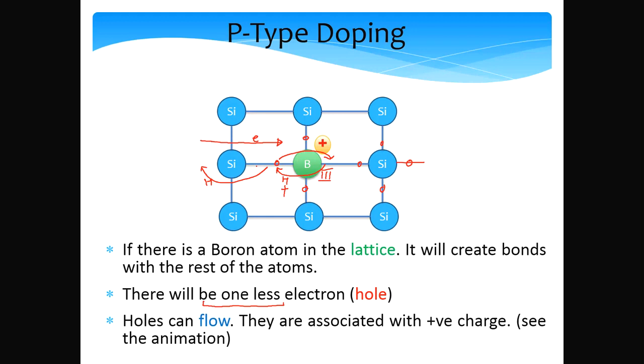the hole itself can flow. For example, if I apply a strong negative charge, that will essentially repel electrons away from it. So the hole can then flow towards the negative terminal, which essentially means electrons are flowing in the other direction and the hole is flowing towards the negative terminal. So we can think that the hole is conceptually associated with positive charge.